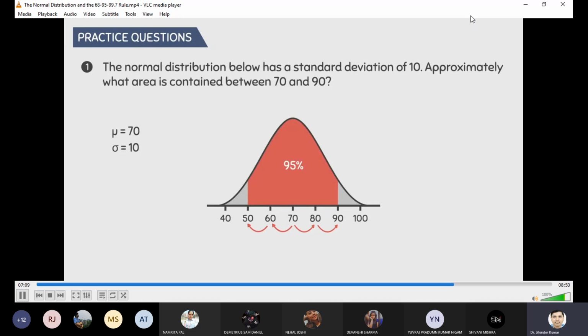However, we are only interested in the area from 70 to 90. So dividing this area by 2 gives us our area of interest. 95% divided by 2 gives us an area of 47.5%, and that is our answer.